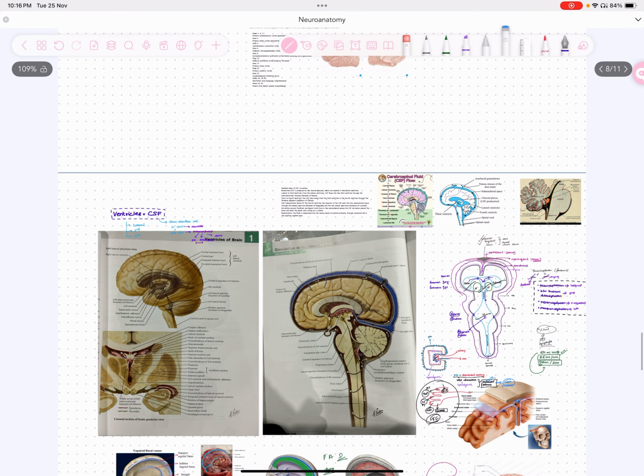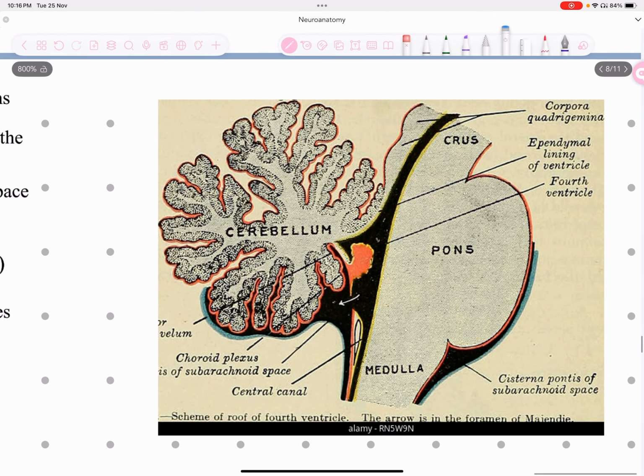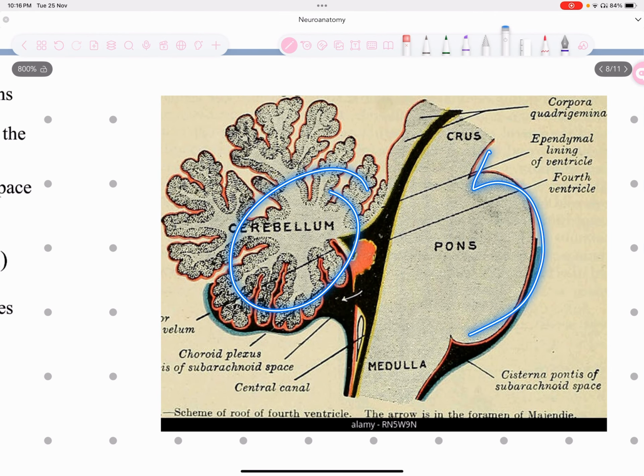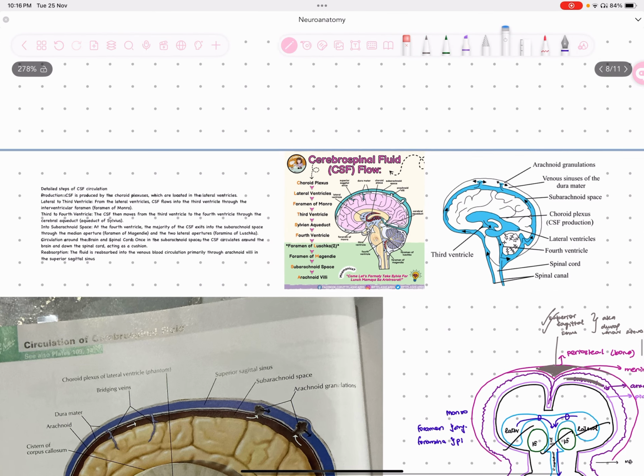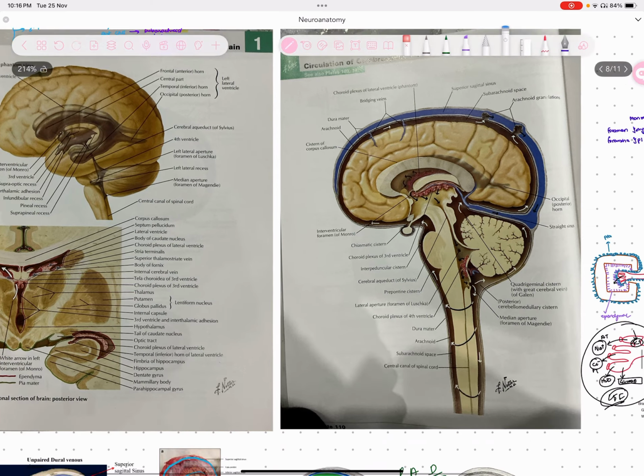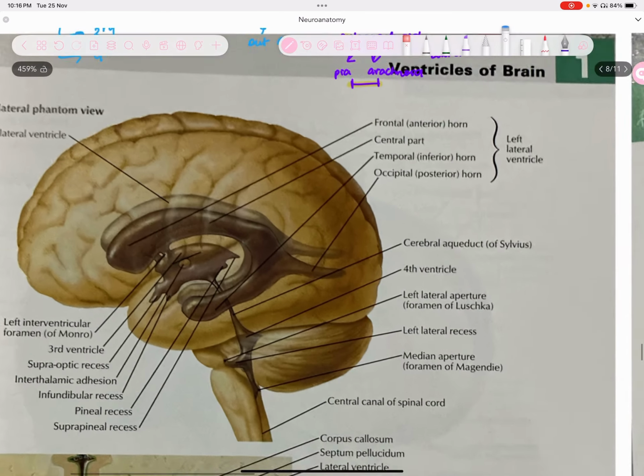Then again, you can see in this diagram that this is the cerebellum, this is your pons, and then you'll have the medulla, and here you'll have the fourth ventricle, this region, and you can see the choroid plexus. This is the choroid plexus, right? And this is your central canal. And very important, there's another very important structure that I want you to be familiar with.